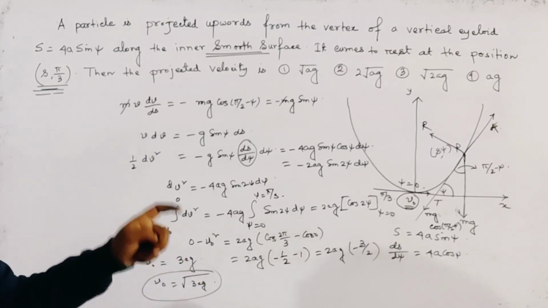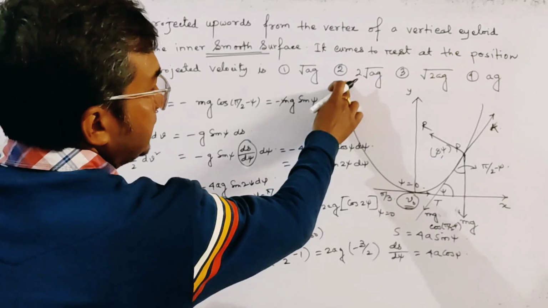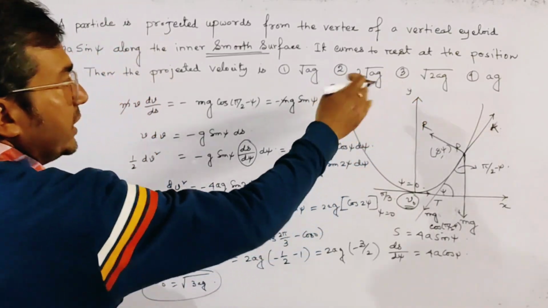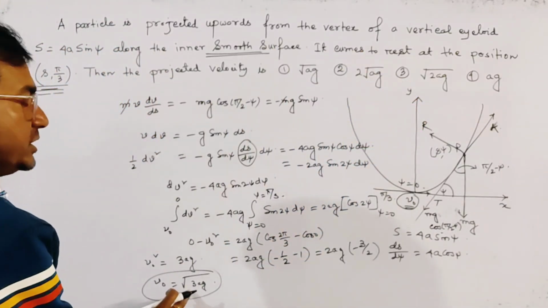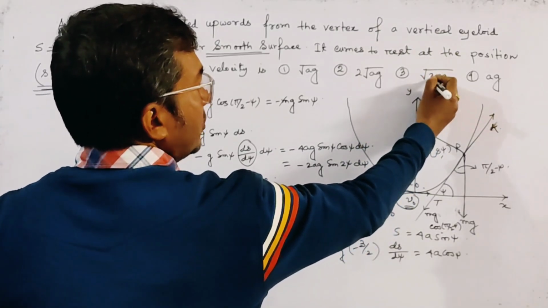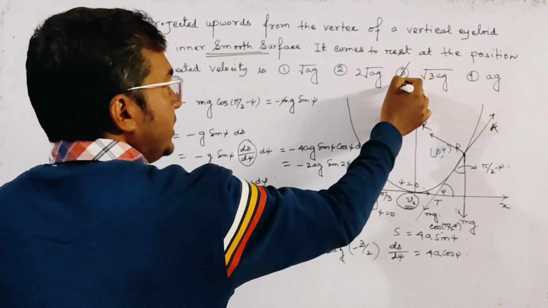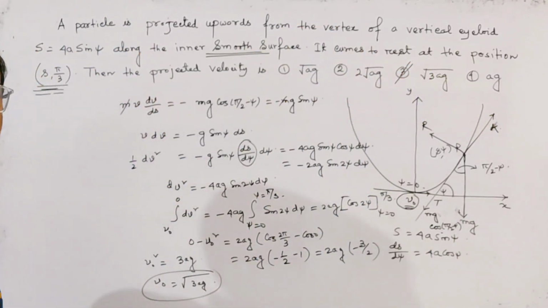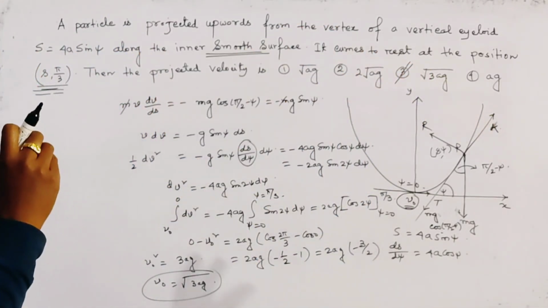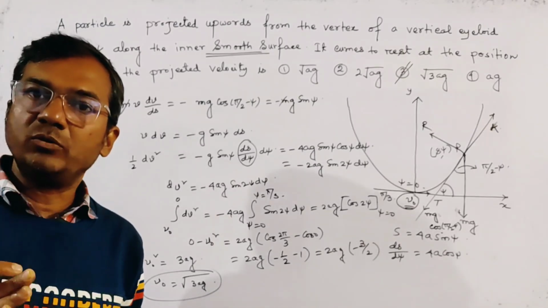That is, the initial velocity of projection is root 3ag, and if this is root 3ag, then it must be option number 3. A very interesting problem of a smooth surface on a cycloid. Thank you for watching.